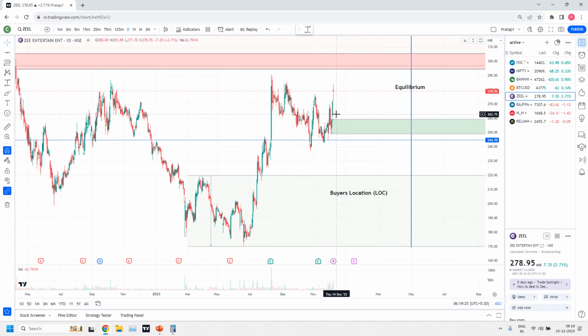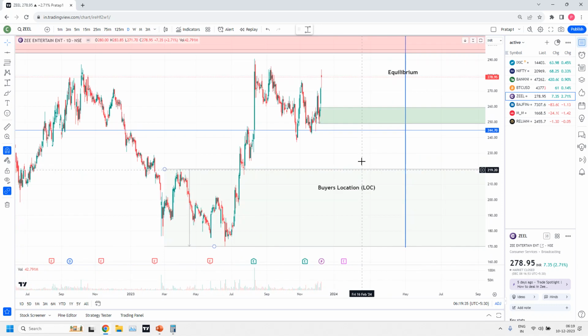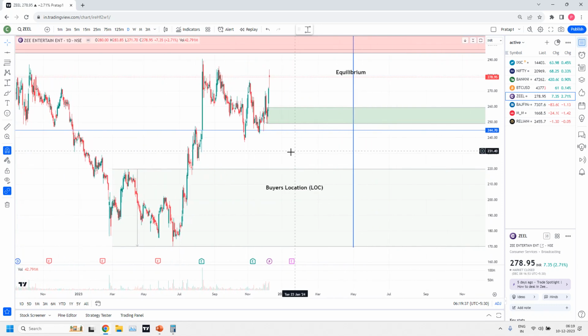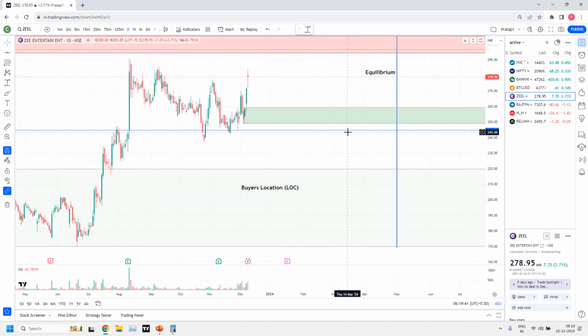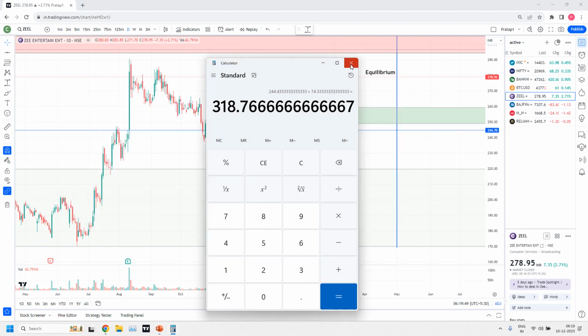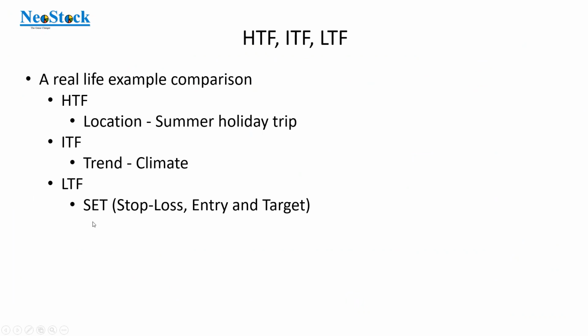Now, as per these 2 points of view, which 2 points of view? Location point of view and trend point of view, this demand zone is in your favor. Now when it is in your favor, can we plan the trade? Yes, we can plan the trade. So when you plan the trade, what are the 3 important things we are looking for? We are looking for a stop loss, entry and target.